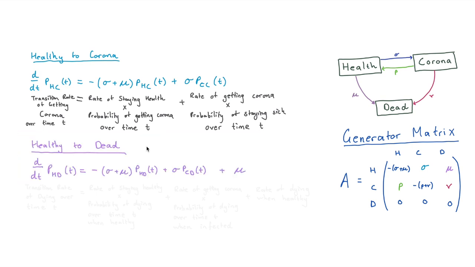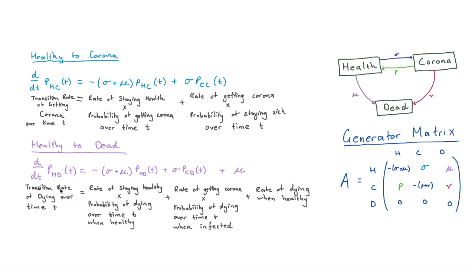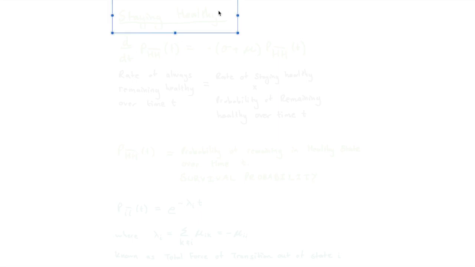Let's look at another example where we go from healthy to dead. The idea here is that we can go from healthy to dead three ways, okay? We can stay healthy and then die, we can die and then stay dead, and we can get the coronavirus and then die. So there are three things that we need to take care of. The transitional rate of dying over time t is equal to the rate of staying healthy times the probability of dying over time t when healthy, plus the rate of getting corona times the probability of dying over time t when infected, plus the rate of dying when healthy and then staying dead, which has a probability of 1.